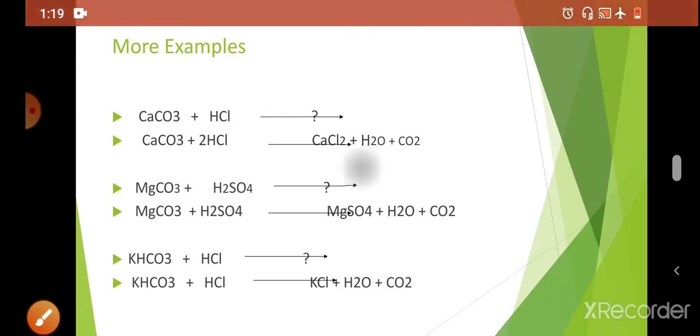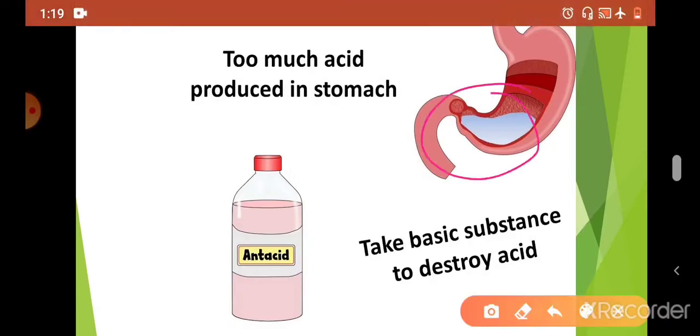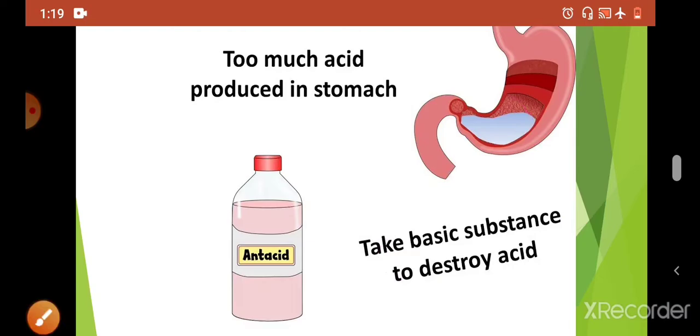Going to the next one. Too much acid produced in your stomach. Sometimes you get a lot of acidity in your stomach. Then what do your mom and dad or doctors advise you to do? Take a basic substance to destroy acid. So when there is too much acid in your stomach, you take a basic substance to destroy it. So what is the reaction taking place over here? We go to the next slide.